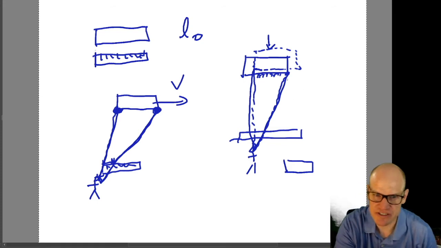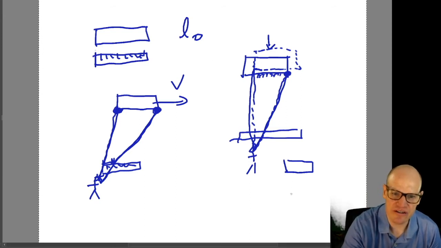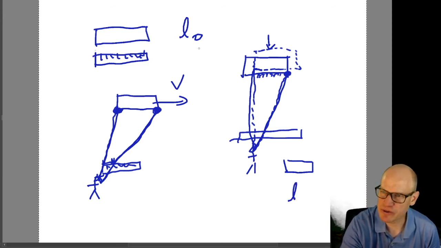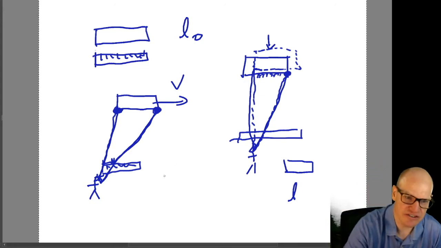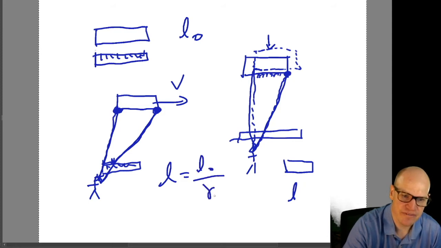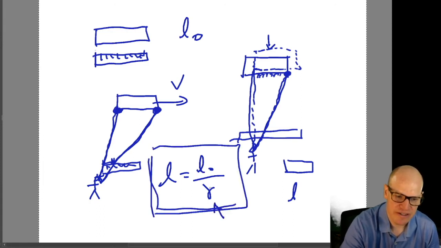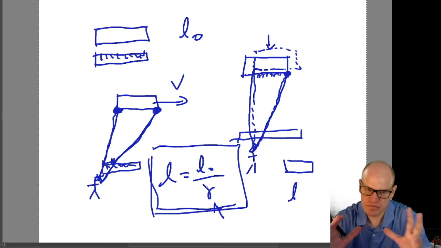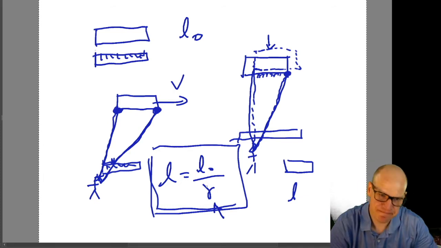The thing is shorter because I need to see light that arrives at my eye simultaneously from the front and the back when I make my measurement. So the length that I measure, L, is going to be different than the proper length, which is what I measure when I'm at rest with respect to the object. And so L is equal to L naught over gamma. If you work out the geometry, you get something like this. So lengths contract by that quantity gamma, and time grows by that quantity gamma.